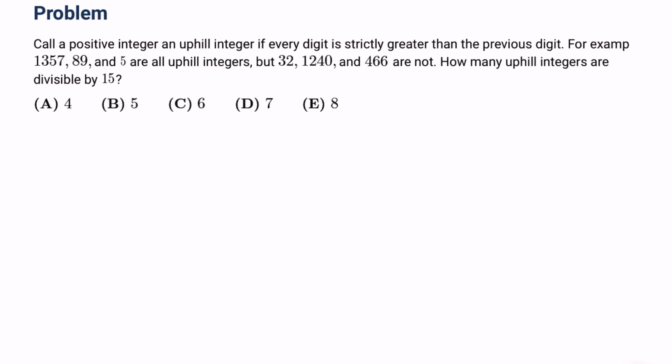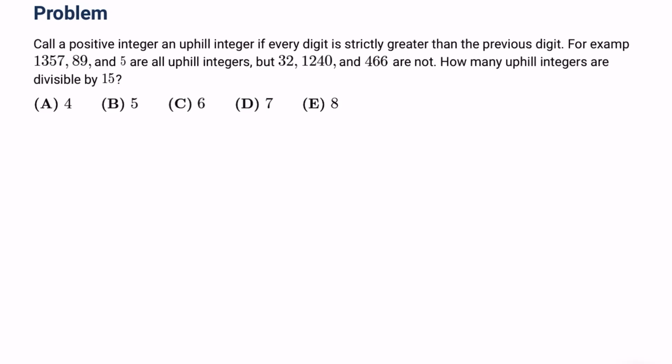Okay, so the divisibility rule for 15 is that it must be divisible by 3 and 5. In order for a number to be divisible by 5, it has to end in either 5 or 0. However, in this case, the number cannot end in 0 because there's no positive number that is less than 0. So that means that our number must end in 5.